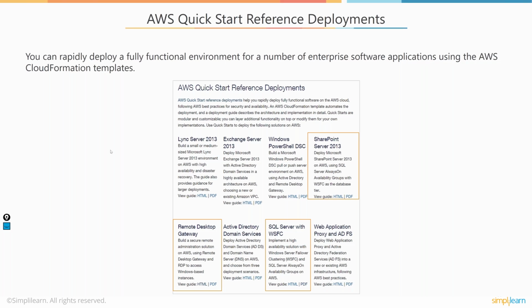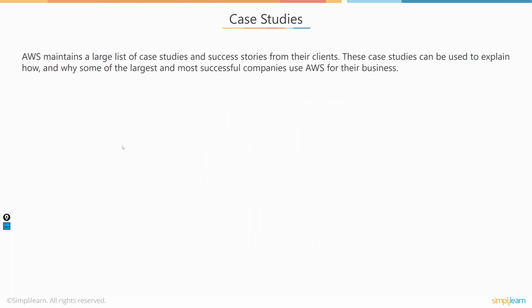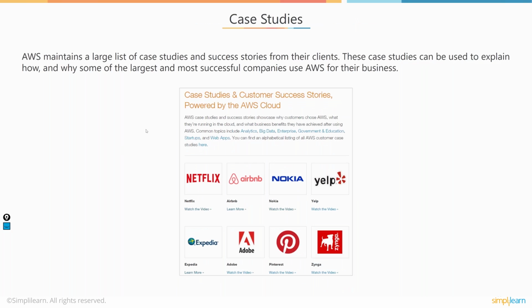So go for it, have a look if you're interested, and you'll be able to understand how other people did it on the cloud. There are some case studies as well done by big companies like Netflix, Airbnb, Nokia, Yelp, and many others. And it's actually very good, which means that all of those companies have trust, and they went as far as using AWS for their business.